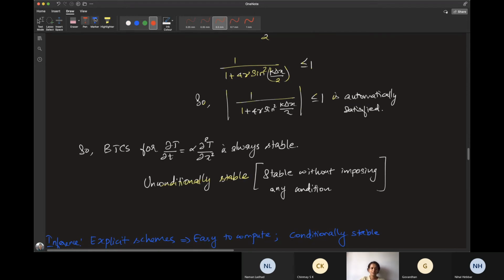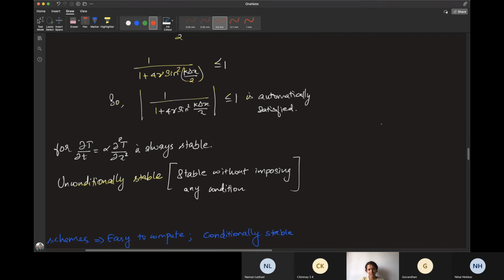So we have different terminologies: unconditionally stable, conditionally stable, and unconditionally unstable. So unconditionally stable is like always stable, and conditionally stable is like if some conditions are satisfied, then it will be stable, otherwise it will be unstable. Unconditionally unstable is always unstable. You cannot impose any conditions to make it stable. It's going to be unstable all the time.